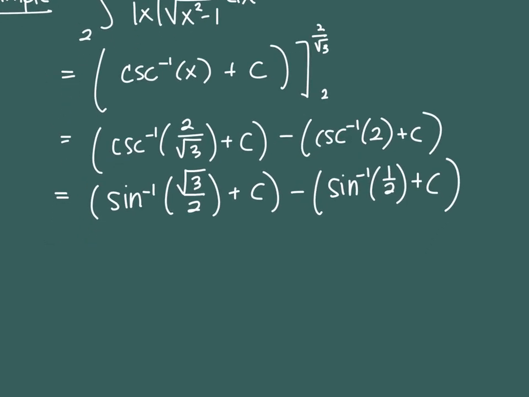So my sine inverse of rad 3 over 2 is pi thirds plus c, minus my sine inverse of 1/2 is pi sixths minus c. So I have pi thirds minus pi sixths, which is pi sixths.